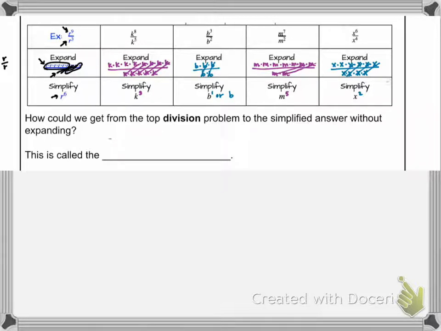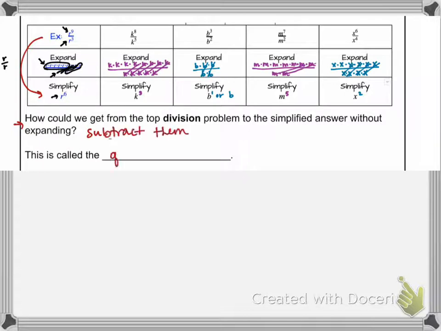So again, I want to try to find that rule that gets me from the top division problem into the simplification without having to always do that expansion. So you're going to try and find that rule and describe what it is. What do you do with the exponents when you're dividing 2 bases that are the same? What do you do with those exponents to get to that simplified answer?